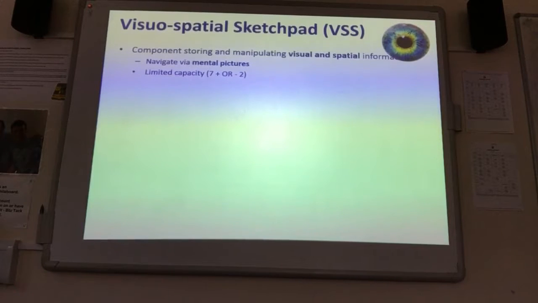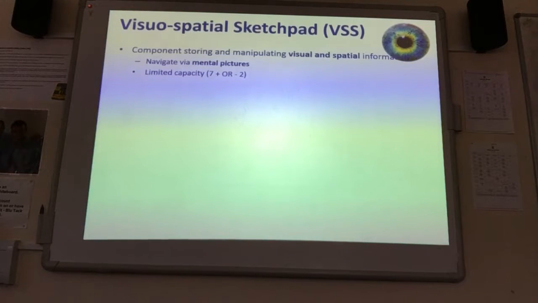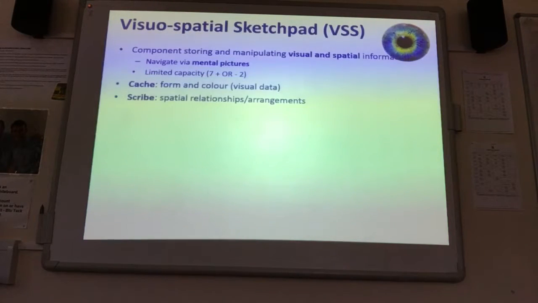Okay, visuospatial sketchpad. This is our component which stores and manipulates visual and spatial information. And we use the VSS to navigate around the world around us. And again, same capacity, 7 plus or minus 2. And it heavily involves the use of mental images or mental imagery.